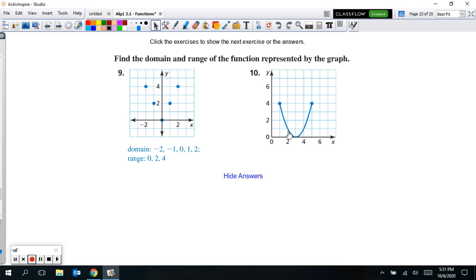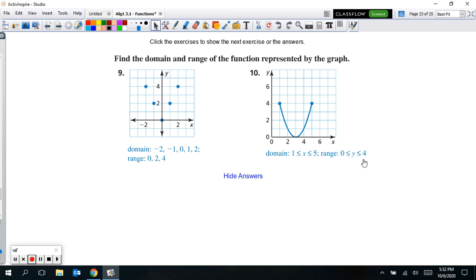Number 10, this one might have been the more challenging one. So our domain here is going to be from 1 to 5 on the x-axis. So this point would be from 1, continues all the way over here till 5. So x is in between those, and make sure you have the inequality signs facing the right direction, less than symbols. And the range is going to be from 0 to 4. Starts here, goes all the way up to 4 on the y-axis.